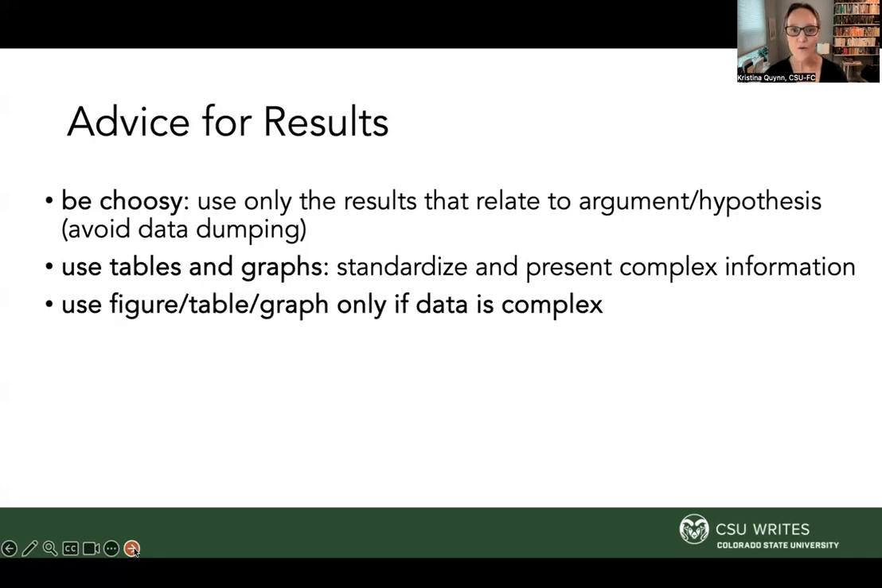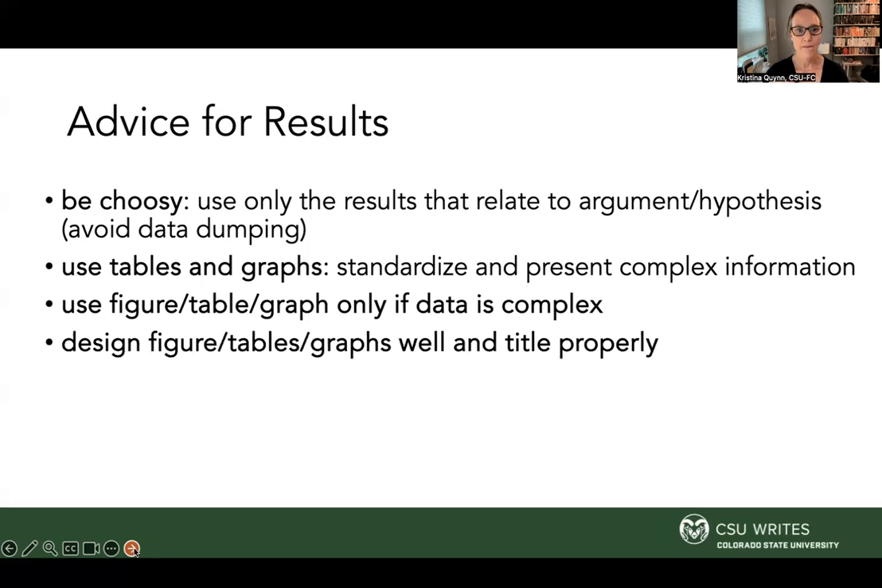Use figures, tables, or graphs only if the data is complex. So if you can summarize it in a sentence or two, you probably don't need to create a figure or use that space for an image. Design them well and title them properly. I think that that's a skill. The designing well is something that you come to gradually with feedback and advice from advisors and people who are in your field. The titling properly, you just follow your formatting instructions from your field guides, your disciplinary guides.